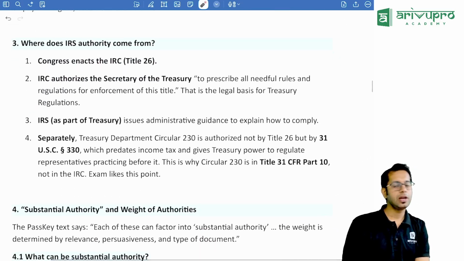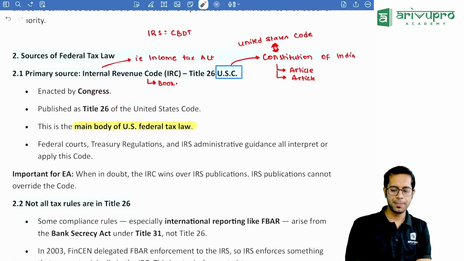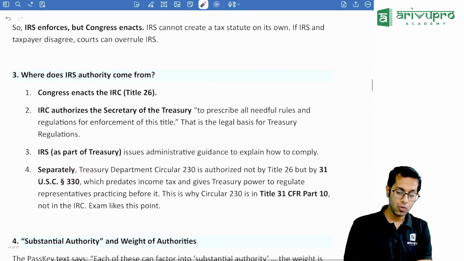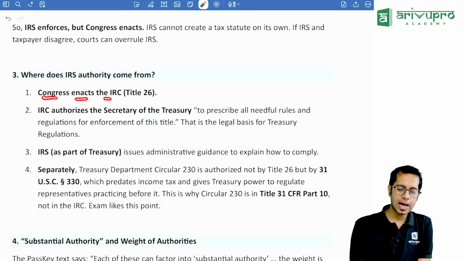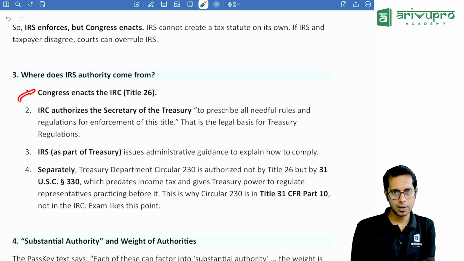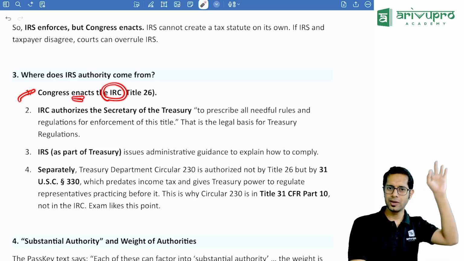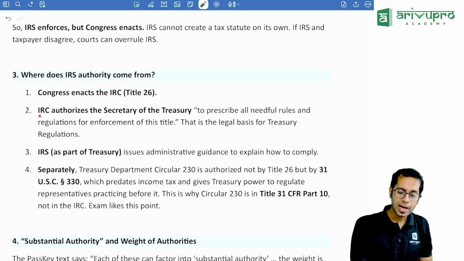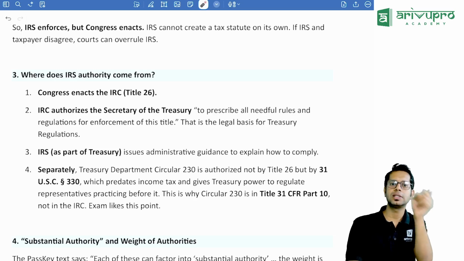Where does IRS authority come from? Now we understood that we have something called IRS, which is made through US Code, Title number 26. Now where does the power come from? Congress enacts the IRC Title 26. So first, the federal government has made the code called IRC, meaning the government of India has made the Income Tax Act. IRC authorizes the Secretary of Treasury. The income tax law authorizes the Finance Minister of India to appoint a board called CBDT.